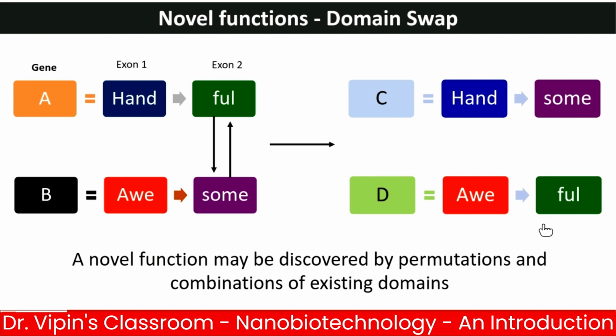And this happens also biologically. Most of the new proteins that you see and most of the novel functionality that has come up in the genome across the evolutionary years has been largely by gene duplication and also by domain swap.